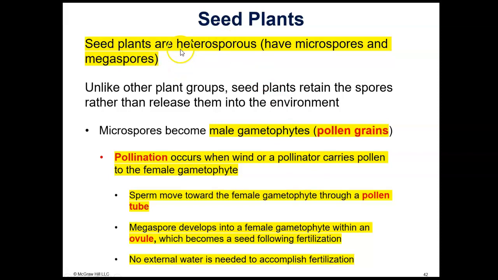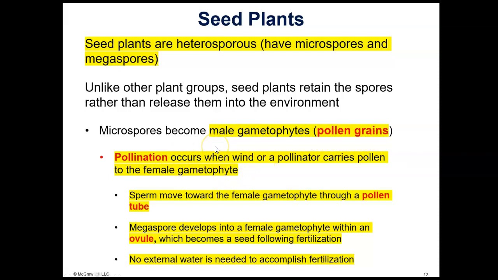Seed plants are, by nature, heterosporous. That means they have microspores and megaspores within them. They have both the male and the female structures within them. The male gametophytes in seed plants are pollen grains, and the pollen grain contains the sperm. So the actual male gametophyte is simply a pollen grain. It's not a plant structure like what we've seen with our previous groups of plants. The male gametophyte is the pollen grain itself.